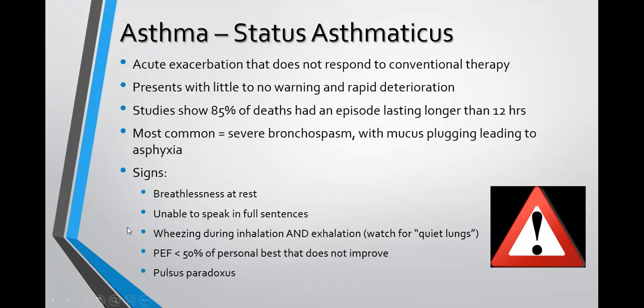Of course, the signs of status asthmaticus: breathlessness at rest, unable to speak in full sentences, wheezing during inhalation and exhalation, peak expiratory flows less than 50% of personal best, and pulsus paradoxus.